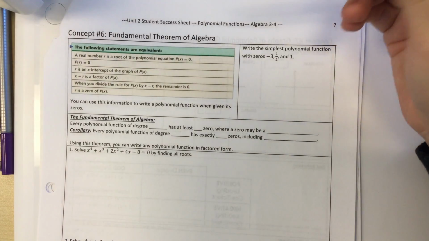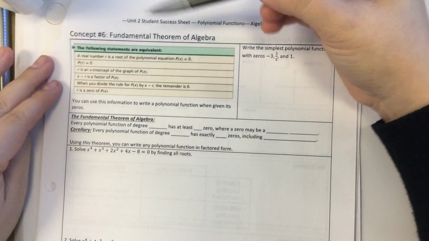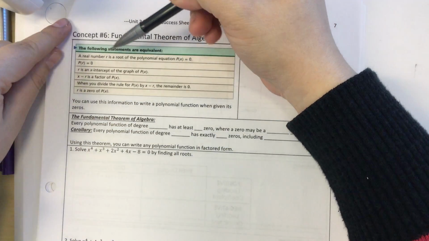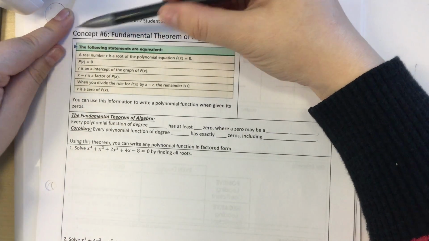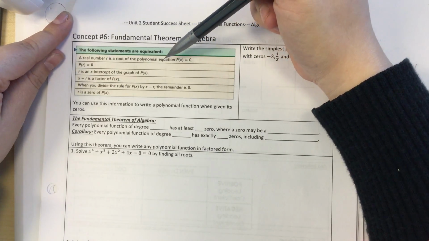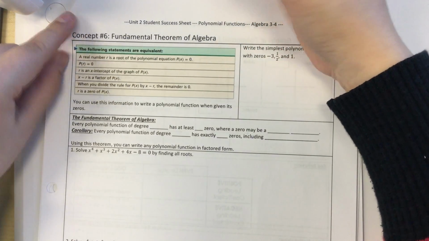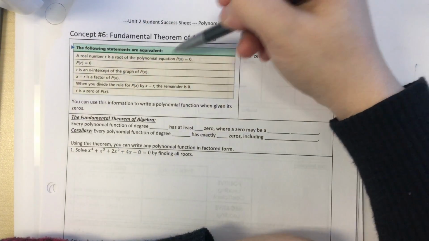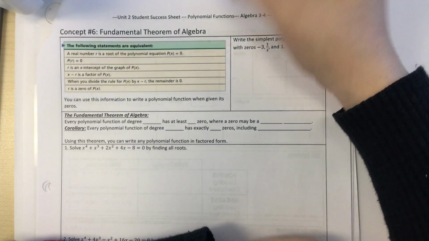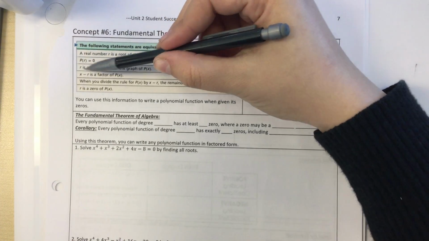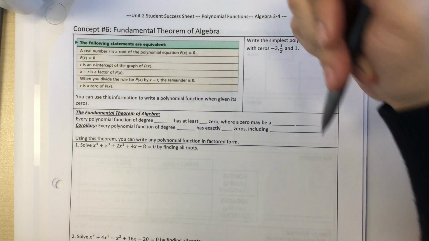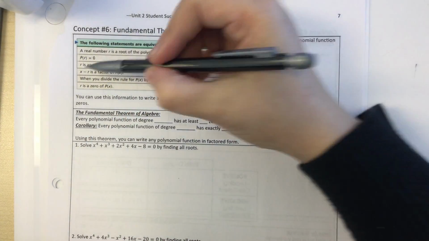Okay, concept 6, the fundamental theorem of algebra. So we're just going to start in this top corner. The following statements are equivalent, which means they're all the same. A real number r is a root of the polynomial equation p of x equals 0. If it's a root, then it makes the equation equal 0, okay? If I plug that r back into my function, I get 0. That's what that second one is saying. R is an x-intercept of the graph of p of x. Remember, roots, solutions, x-intercepts, they're all the same, okay?